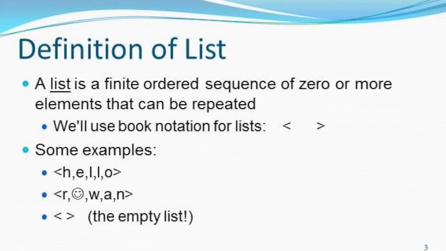So let's start by defining a list. The book defines a list as a finite ordered sequence of 0 or more elements that can be repeated. And we're going to use the book notation for lists, so we're just going to use these less than, greater than signs to be brackets around a list. Here's a couple of examples of reasonable lists. Most important to note, of course, is we have a list called the empty list.